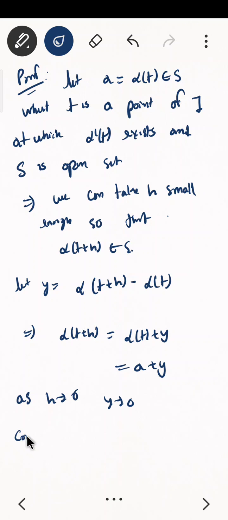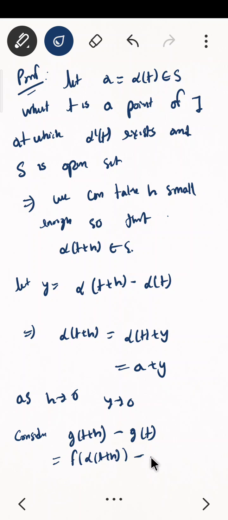Consider g of t plus h minus g of t. What is this? This is f of alpha of t plus h minus f of alpha t, correct. And what is this? You multiply alpha, it will be alpha h, and alpha is y.